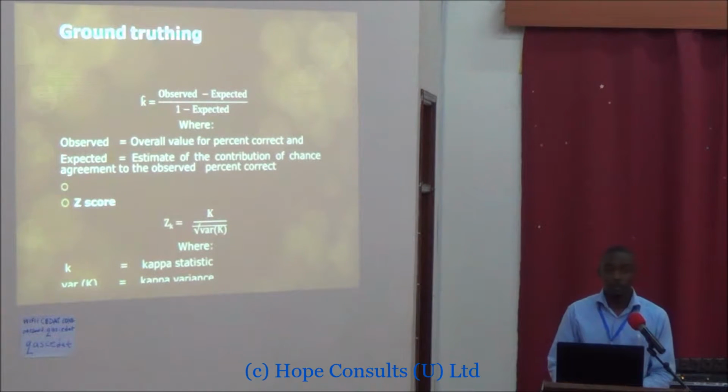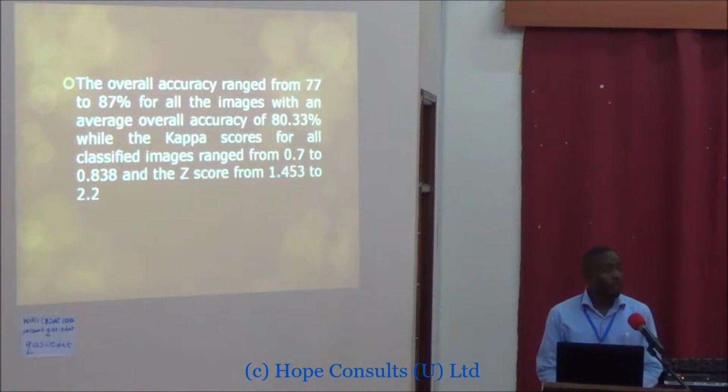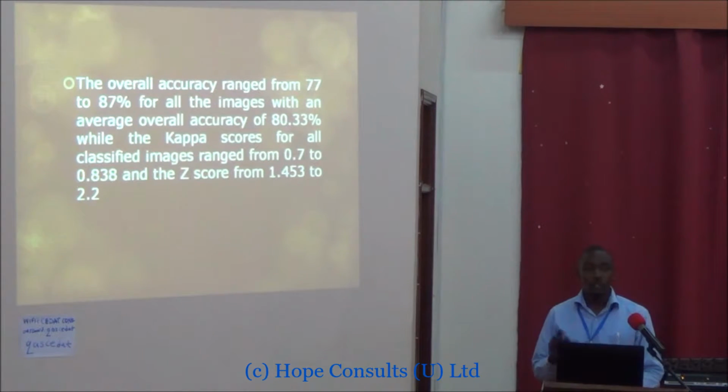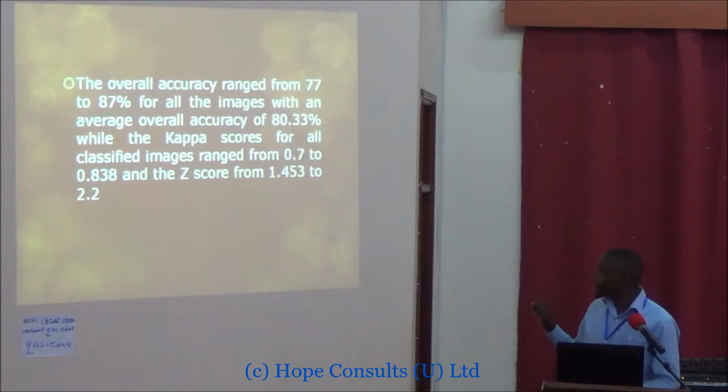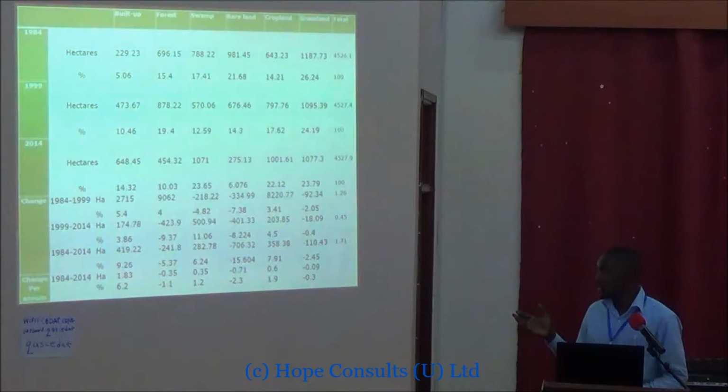Then I used the Z score to verify the reliability of the Kappa statistic. The overall accuracy ranged from 77% to 87% for the images, with an average overall accuracy of 80.33%. According to Congalton and Green, 1999, if the Kappa scores range between 0.4 and 0.8, that is moderate agreement. If it is 0.8 to 1, that is strong agreement. Given that these scores are within or very close to that range, I believe this was a very good classification, given that there are so many geometric discrepancies and the sensors were different.